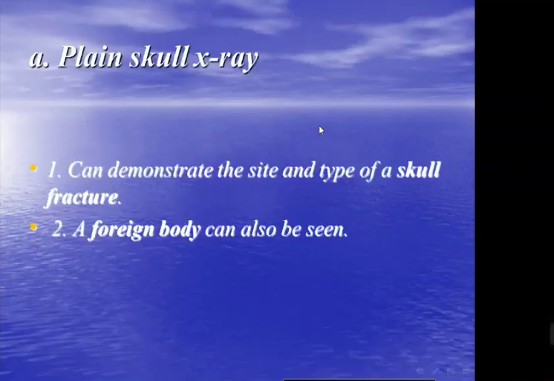a plain skull X-ray can demonstrate the site and type of skull fracture. For example, whether this is a linear or depressed skull fracture, and the exact site, for example, right frontal, right parietal, and any other. It can also show if there is any foreign body, like shell injury or wound injury inside the head.